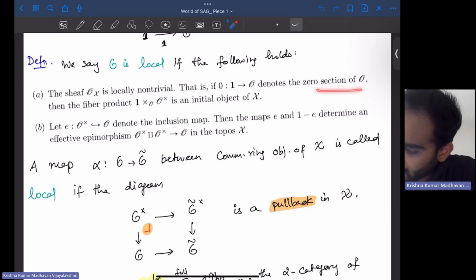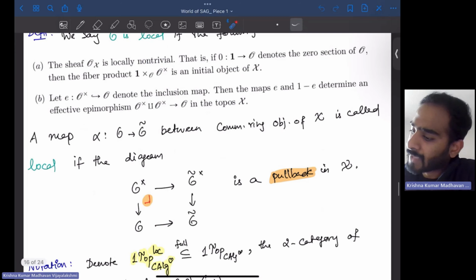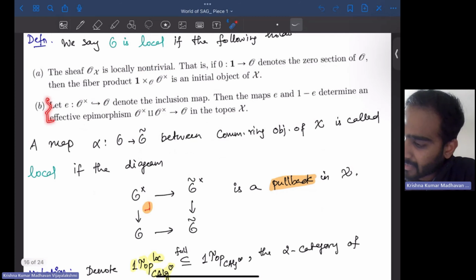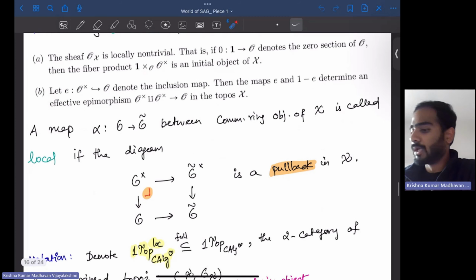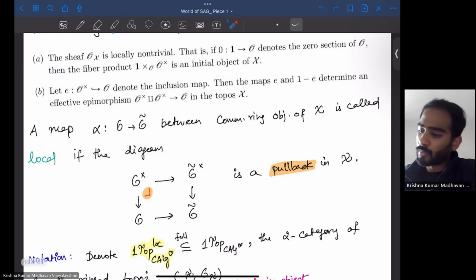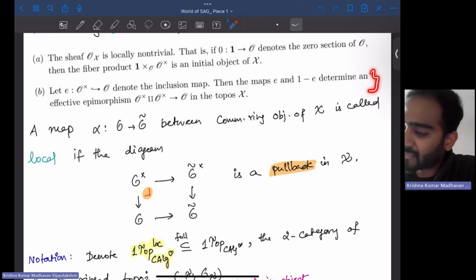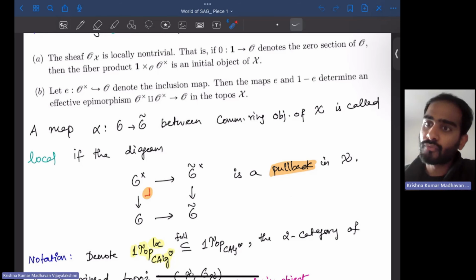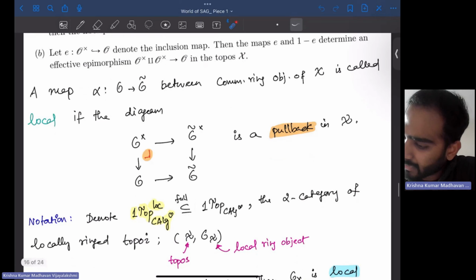Yeah, so it's given by the zero, otherwise called the zero section, and the fiber product is an initial object in this category. And then there is this criterion which resembles how one can translate the notion of local ring from the normal ring structure, right?